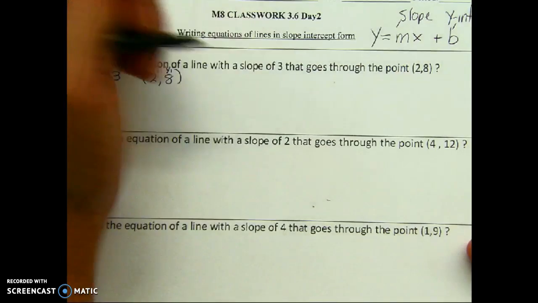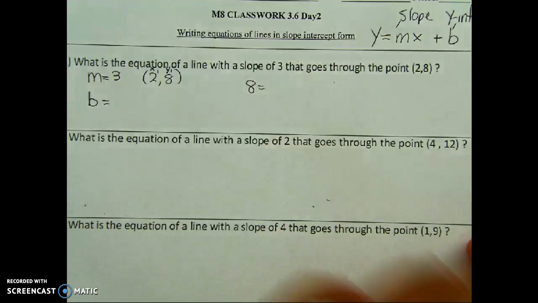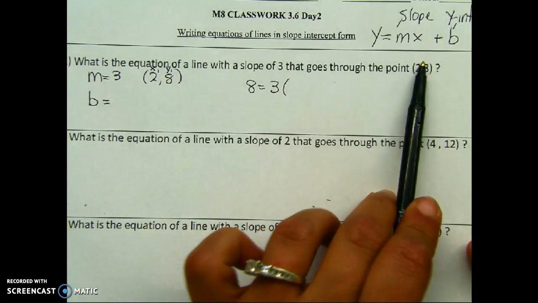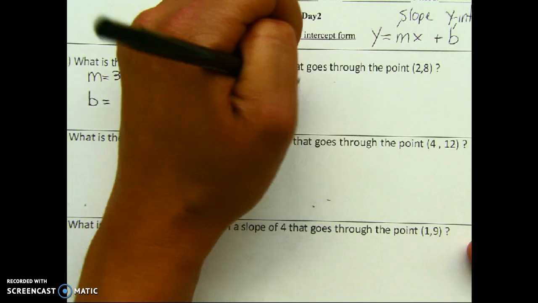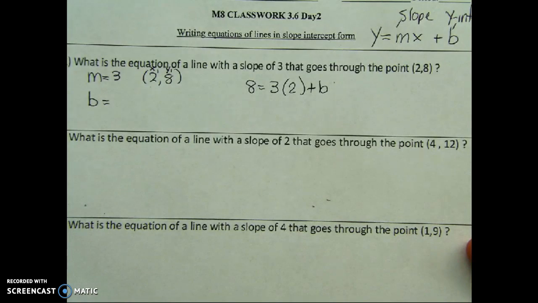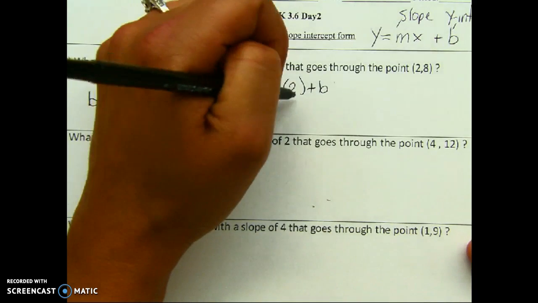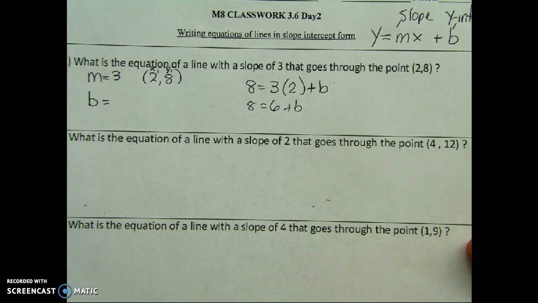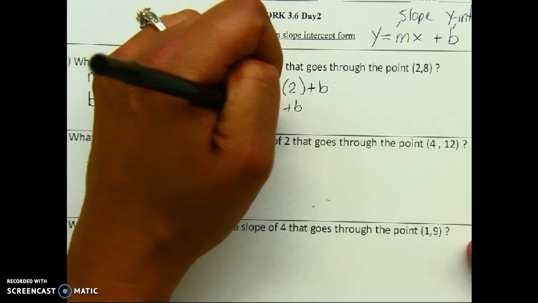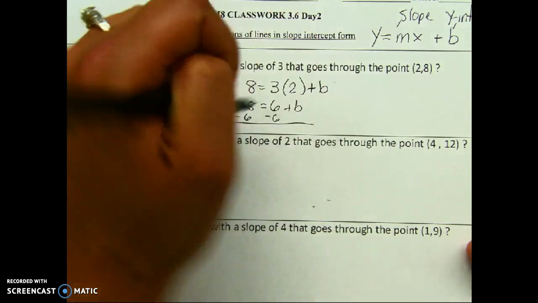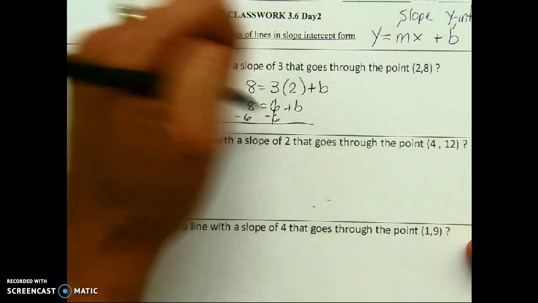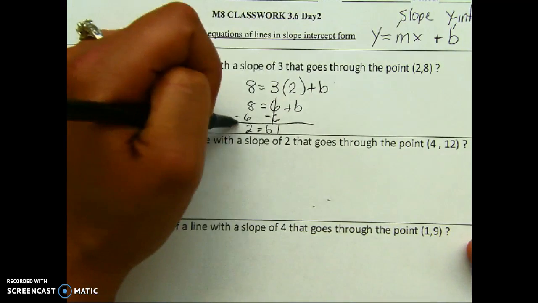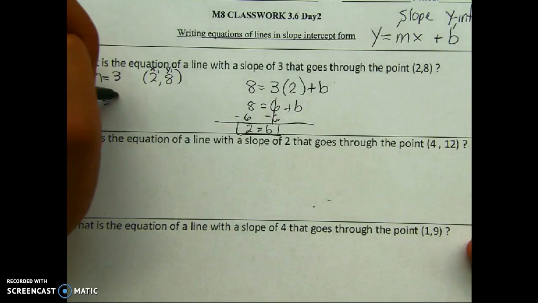Following this, I'm going to put my y as 8 equals my m, which in this case is 3, times my x, which is 2, plus b, which we're solving for. 3 times 2 is 6. Now we're going to do the inverse to get b by itself, which is minus 6 on each side. 8 minus 6 is 2. So in this case, my b, which is my y-intercept, is 2.